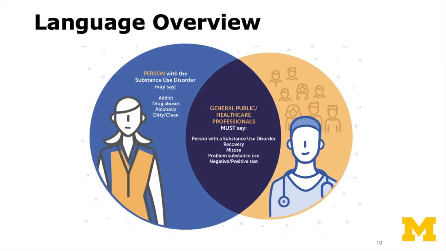Finally, I want to talk about language and the importance of language. This is something that often gets glossed over, but it's very critical to talk about because we know it is one of the biggest drivers of addiction stigma at scale. First, I want to draw a really important distinction between who can say certain words and who cannot. I think often when I speak with healthcare professionals, they believe certain words like addict and drug abuser and alcoholic are appropriate ways to describe individuals with substance use disorders because those are the words that they are hearing from their patients that have substance use disorders often.